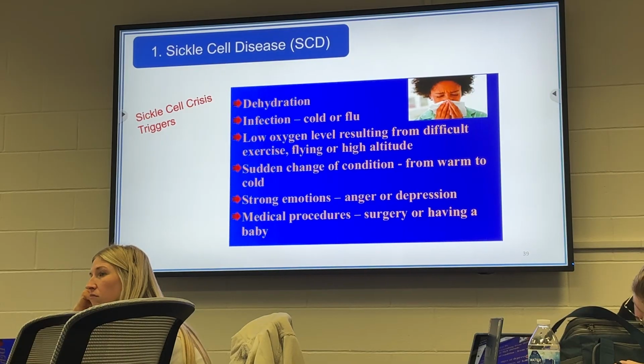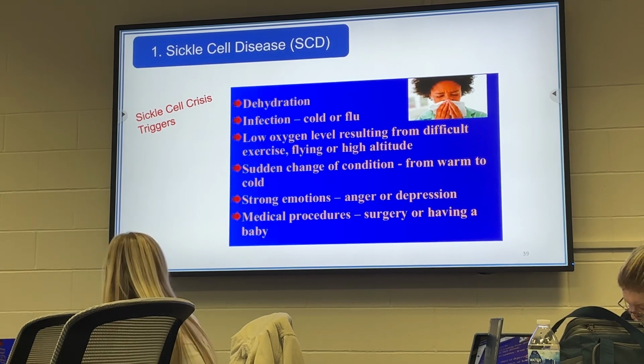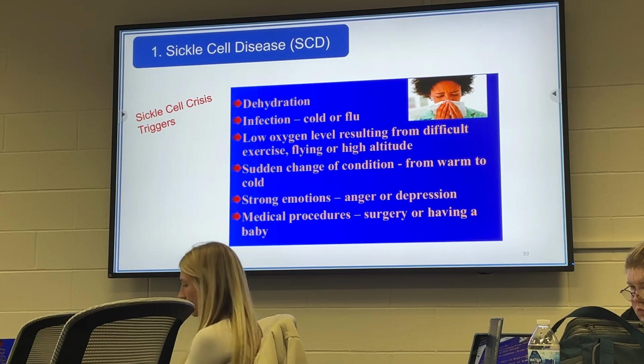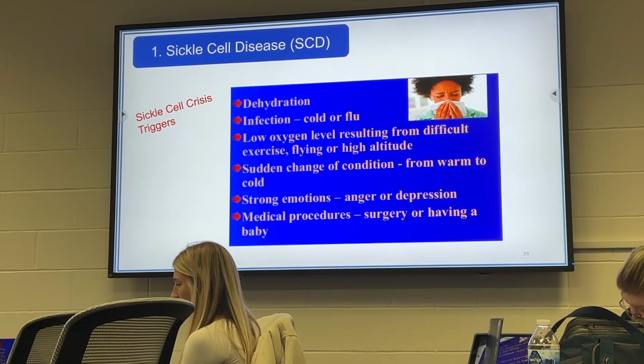Your big jets are pressurized, but your little small airplanes are not. So small aircraft that aren't pressurized can cause a sickle cell crisis. High altitudes can cause sickle cell crisis. So if you go hiking in Denver or climb mountains, that can cause that. Infections, dehydration, and big swings in climate can too.